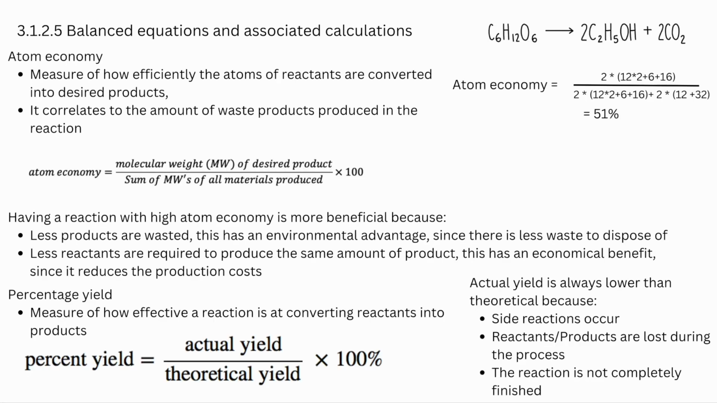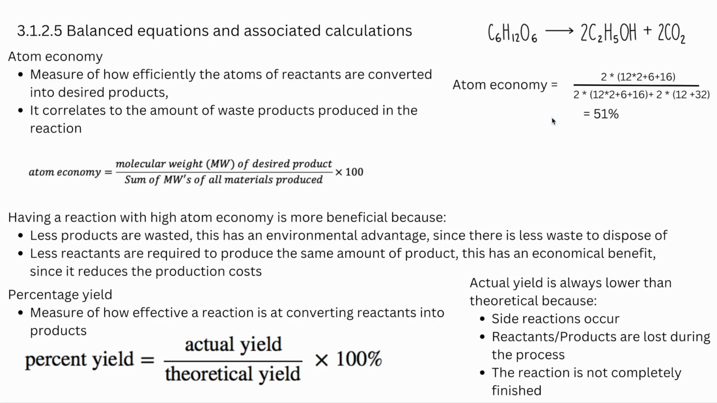Atom economy. Atom economy is a measure used to rate the reaction based on how efficiently it converts reactants into the required product. If you have high atom economy, this means that most of the reactants are converted into the required product. Atom economy is calculated using this formula, which is total molecular weight of desired product divided by the total molecular weight of all products. Let's look at an example of fermentation of glucose.